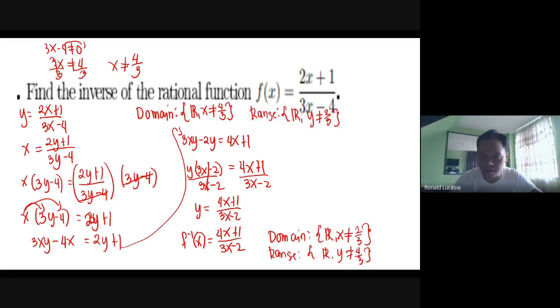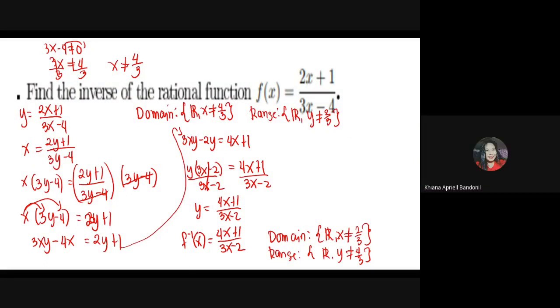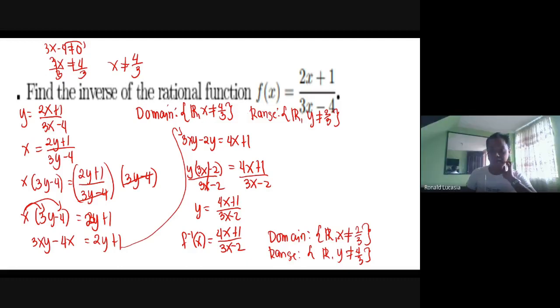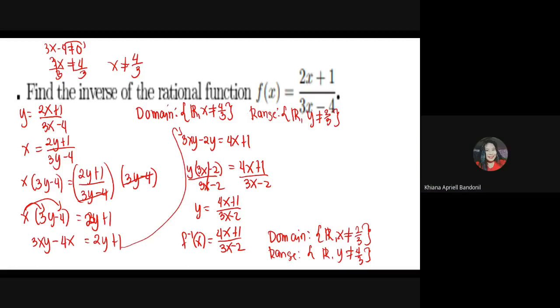Kiana's answer, the inverse is 5x minus 1 over 2x minus 3? Ay, 2x plus 3, Kian, or 2x minus? Diyan nga po ako medyo nalito, sir, sa trans. Gets ko kung bakit. Kaya po medyo nag-alangan po ako sa paglalagay na answer.